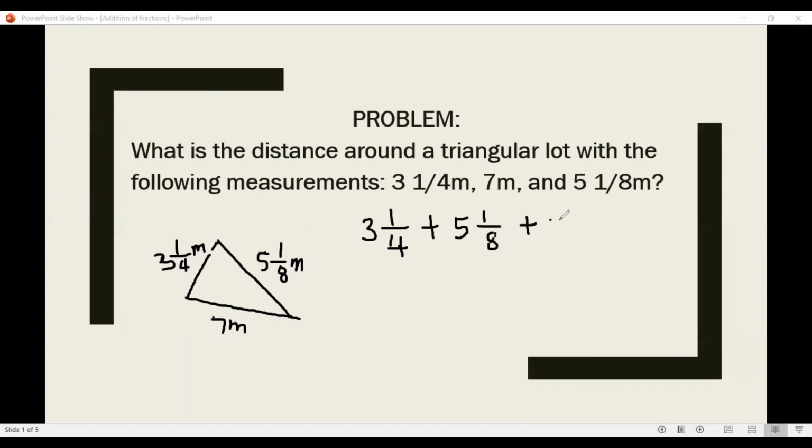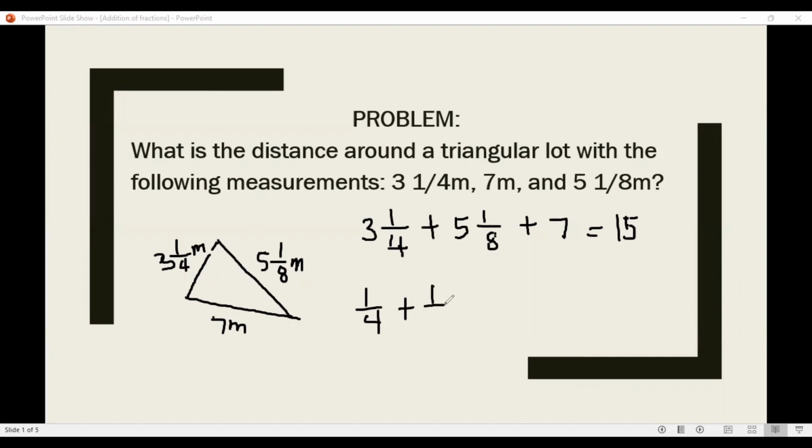So if you are going to check on this, we have whole numbers, and you can actually add already the 7, the 3, and the 5. If you will be getting the sum of 7, 3, and 5, that will already give us 15 meters. So the only problem now that we are dealing with is the sum of 1/4 and 1/8. So 1/4 plus 1/8.